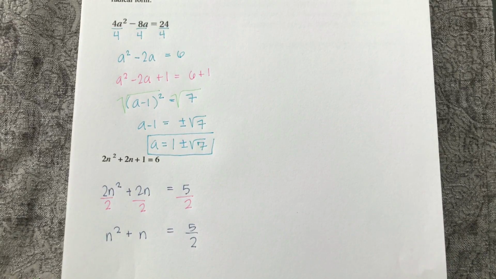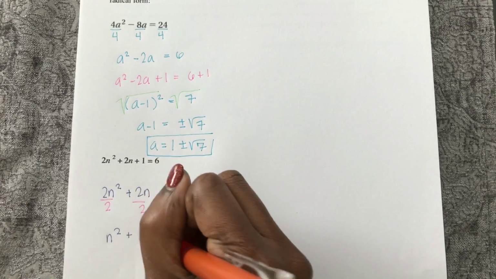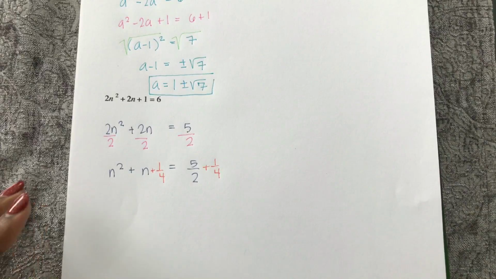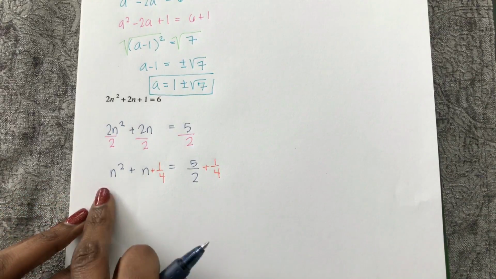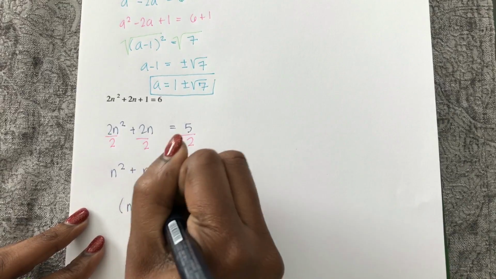Now I'm going to add b over 2 squared. Now it's 1. 1 divided by 2 is 1/2. If I square that, that's 1/4. So I'm adding 1/4 to both sides. So now if I factor this, this becomes n plus 1/2 squared.